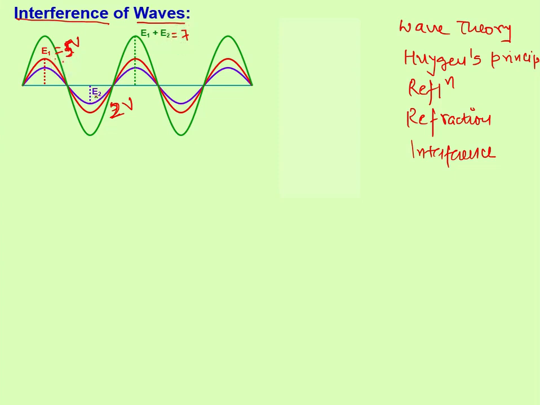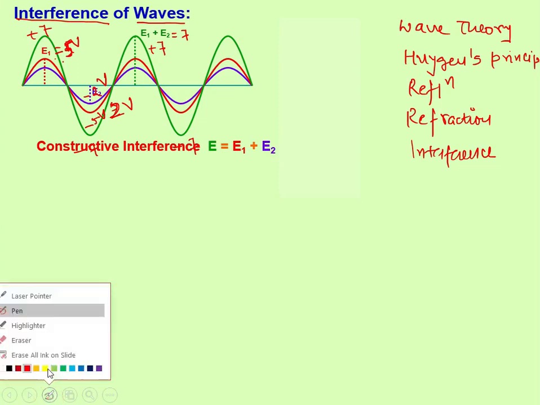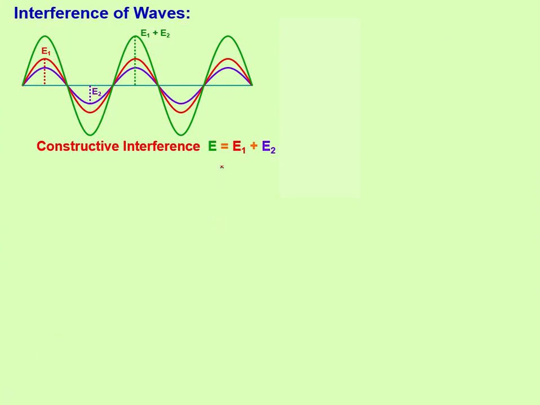When their troughs coincide, trough is the negative amplitude. So this red one is minus 5, and this is minus 2, so the net displacement will be minus 7. Here it is minus 7, and here it is plus 7. Again, when their crests coincide, plus 7, and when their troughs coincide, minus 7. So this is how we get this green wave, the addition of two individual waves, crest and trough. Such interferences are called constructive interferences. Constructive in the sense that their crests and troughs coincide and they are simply added.